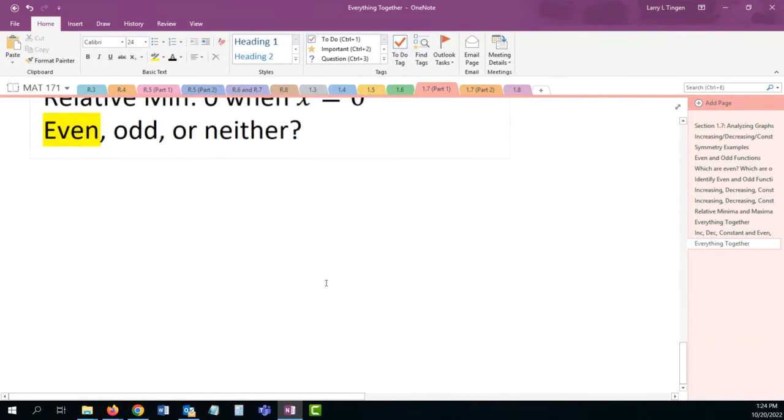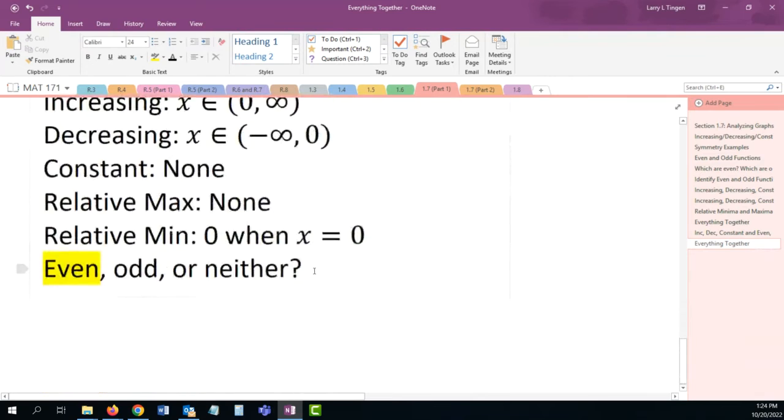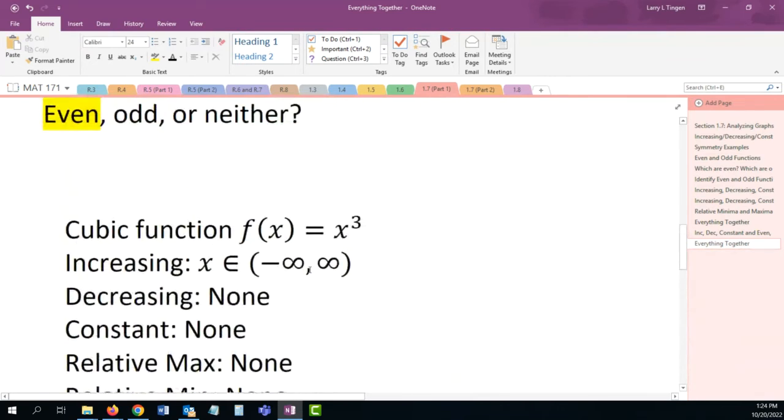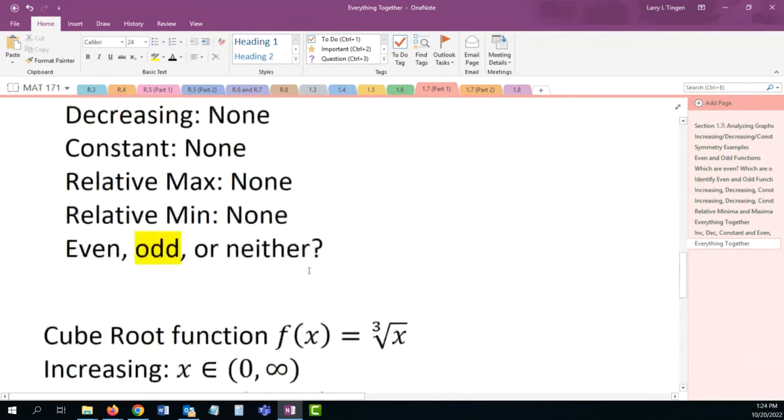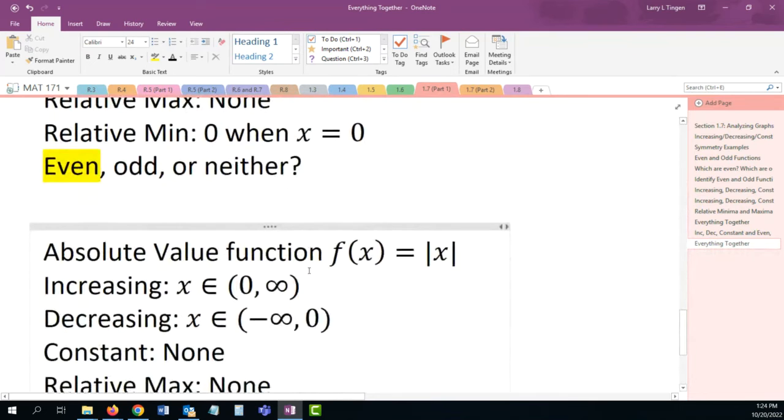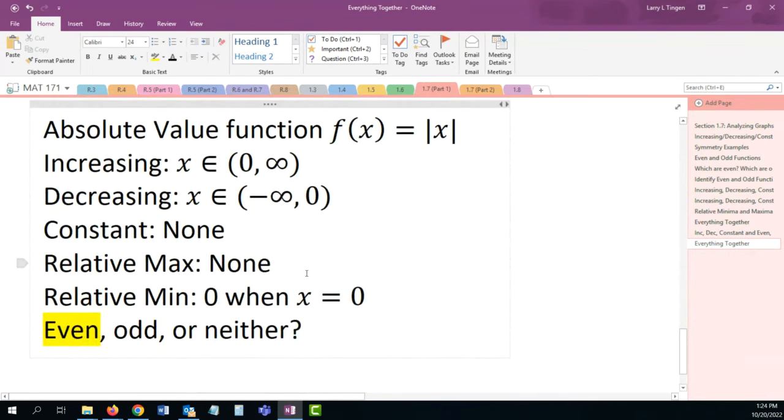And all of this goes where? The quadratic, cubic, cube root, absolute value. All right. So there we go. Look at that. All 4 examples we chose are even or odd. But that's the first part of 1.7.